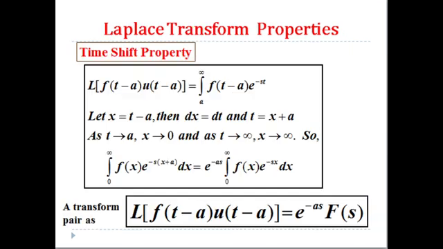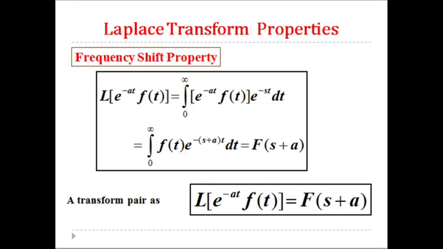Next property is time shifting property, which is Laplace transform of f of t minus a into u of t minus a is equal to integral over a to infinity f of t minus a into e raised to minus st dt. By solving the above equation we can get a transform pair as Laplace of f of t minus a u of t minus a is equal to e raised to minus as F of s.